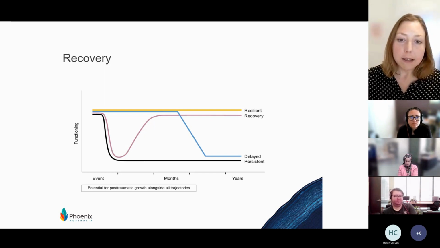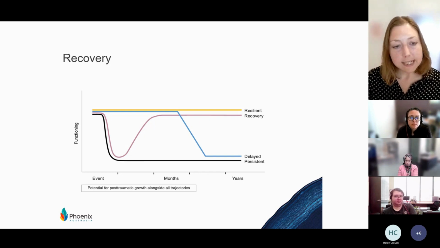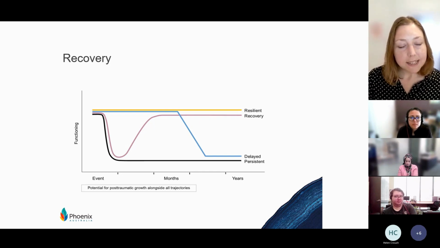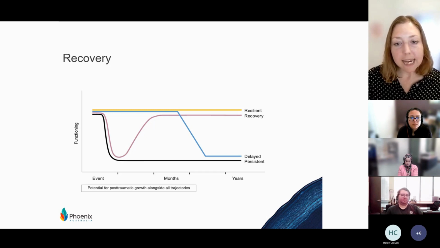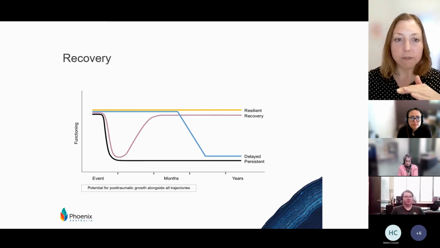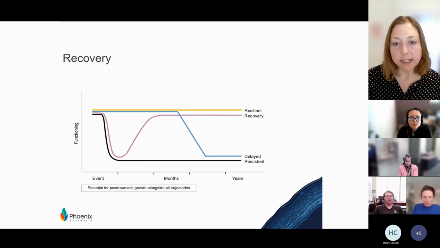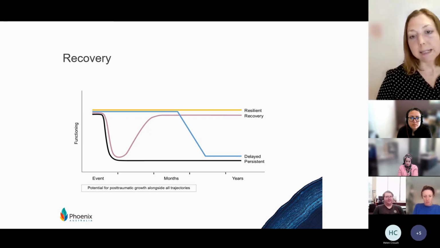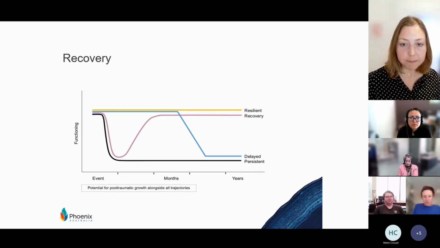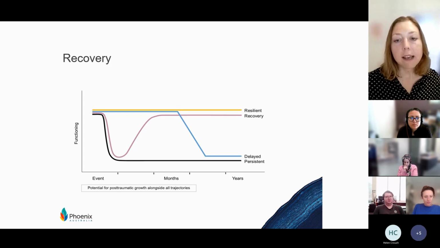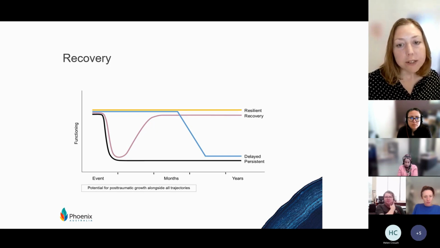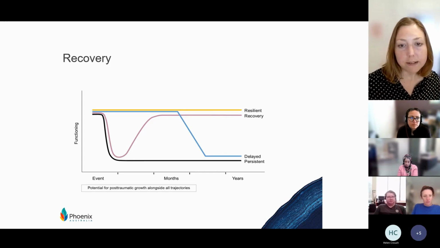Firstly, we've got the resilient trajectory. As you can see, people maintain a fairly high level of functioning, pretty much consistent with where they were to start with. So there might be very little obvious distress or decline. We've also got the recovery trajectory, that purple one. Here people might display quite significant mental health problems and a disruption in their functioning. This generally lasts several months, but then they do return to healthy functioning afterwards.